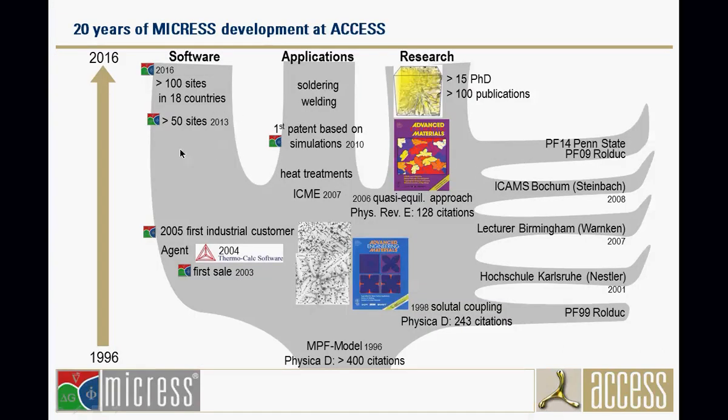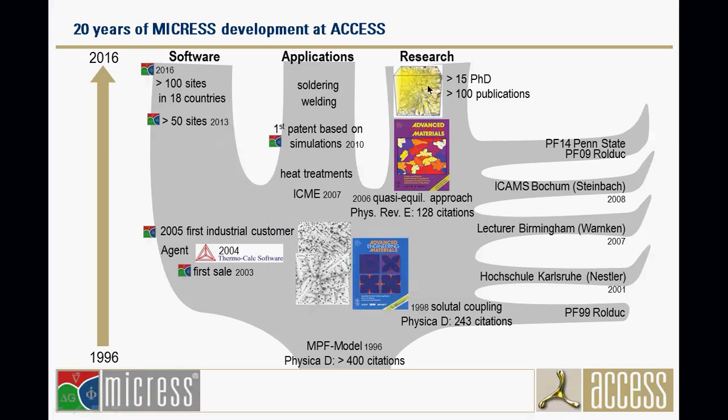The overall development of MICRESS can be summarized a little bit with this graph. It's already 3 years old now. The basis is that multi-phase field model, which we published in 1996, and then we have different branches. We started going commercial about 2003, with the first sale in 2003, and the current state is that we have more than 100 sites in 18 countries in 2016. Meanwhile, that number is even bigger. Then we had the applications to solidification, later on to heat treatment, soldering, welding, and there are even patents which have been generated based on the results of simulations.